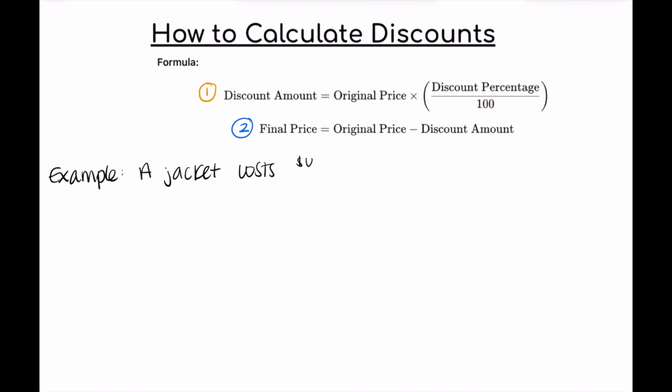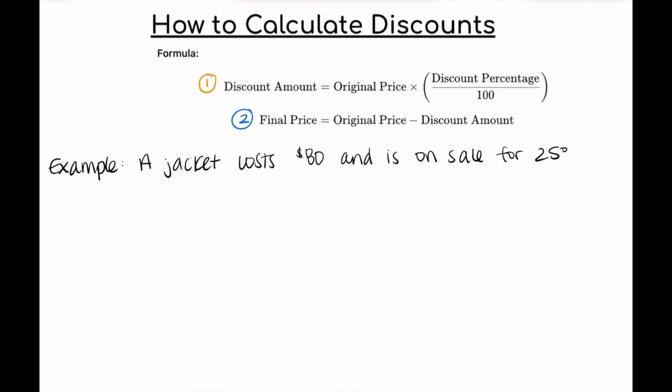And then to find the final price for step 2, we take the original price and we subtract the discount amount that we found in step 1. So I'm writing an example out for you guys to be able to practice this. Let's say a jacket costs $80 and it is on sale for 25% off. We want to find the final price.